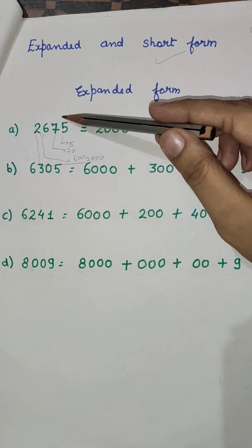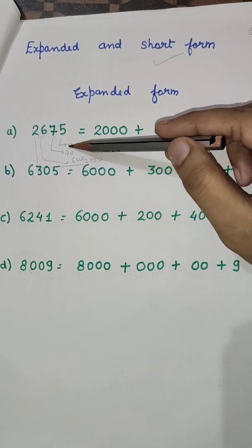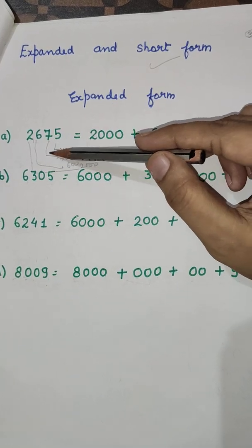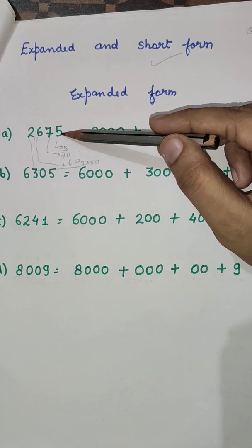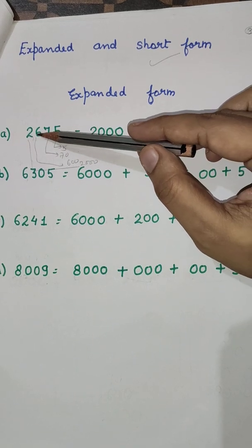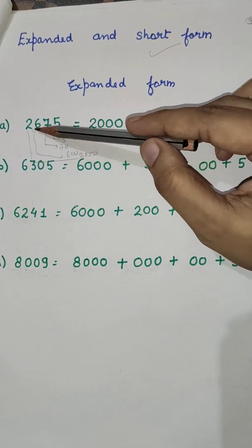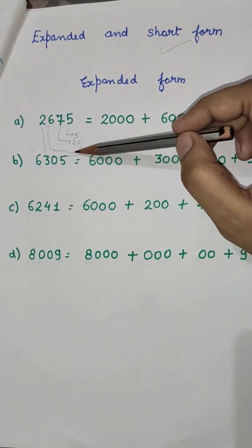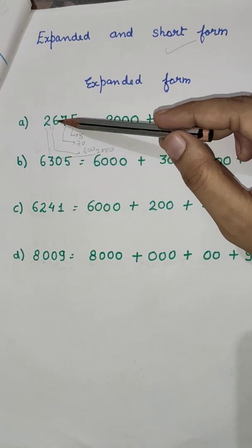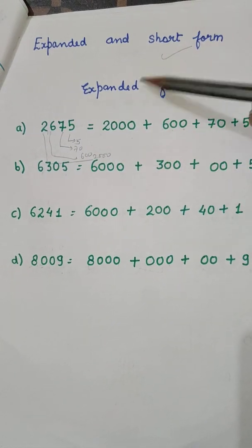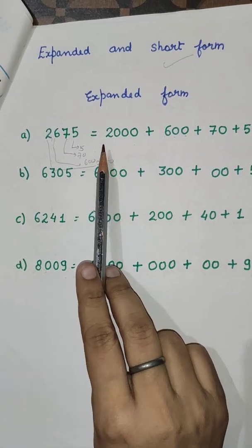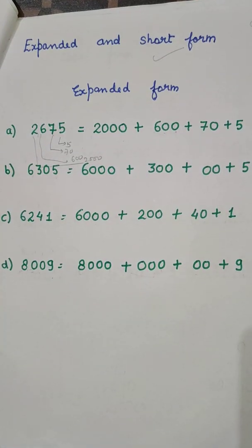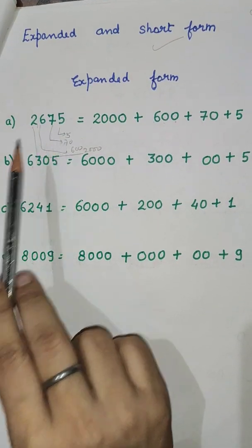2675. Now ones, tens, hundreds, thousands. That is 5, no zero, nothing is here. Then 7, write down 7. After 7, how many digits? 1 digit, so put 1 zero. Write down 6, after 6 how many digits? 2 digits, so put 2 zeros. After 2, write down 2, how many digits are there? 1, 2, 3, put 3 zeros. So 2000 plus 600 plus 70 plus 5 is the expanded form of 2675.